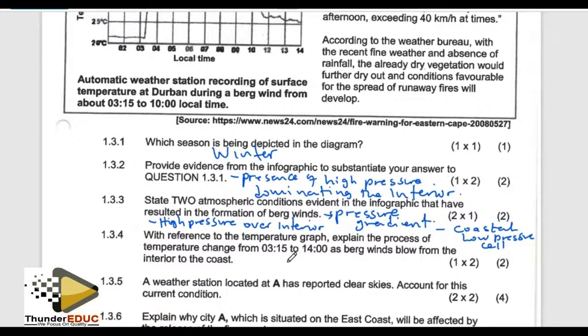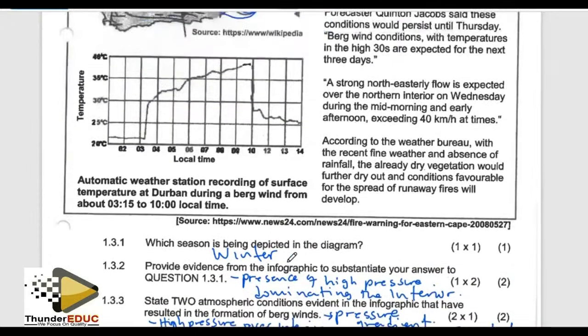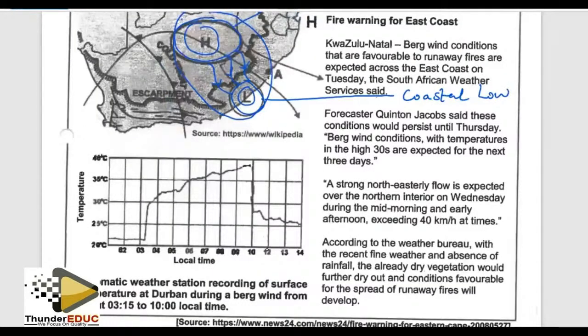It says, with reference to the temperature graph, explain the process of temperature change from 0315 to 1400 as Berg winds blow from the interior to the coast. All right, let's check the graph here. They said from 0315, and as you can see, this is our temperature graph here. Let me say this vertical line could be the longitude, and this is 315 somewhere here. Then they said from 315 all the way to 14.